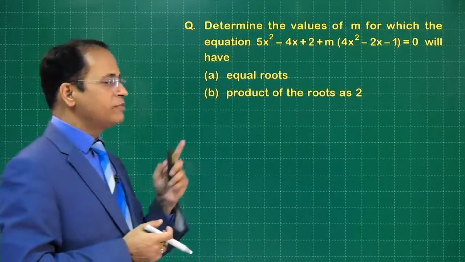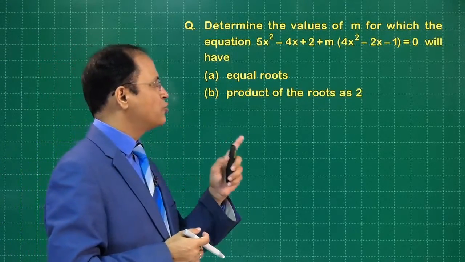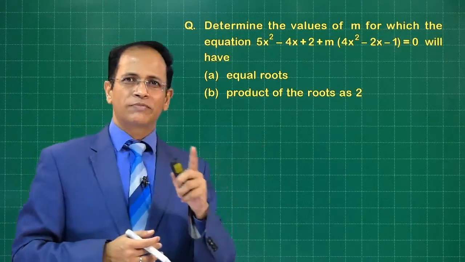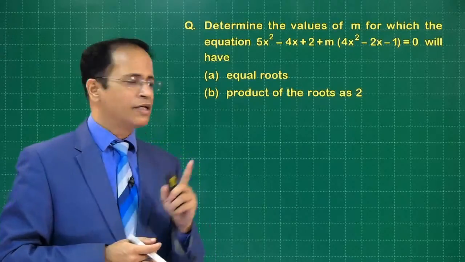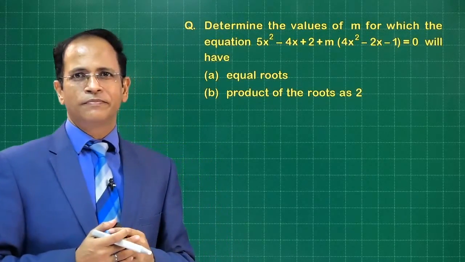You have been given: determine the values of m for which the equation 5x square minus 4x plus 2 plus 4m into (4x square minus 2x minus 1) is equal to 0 will have equal roots, and product of the roots as 2. Got it? So this is the question.